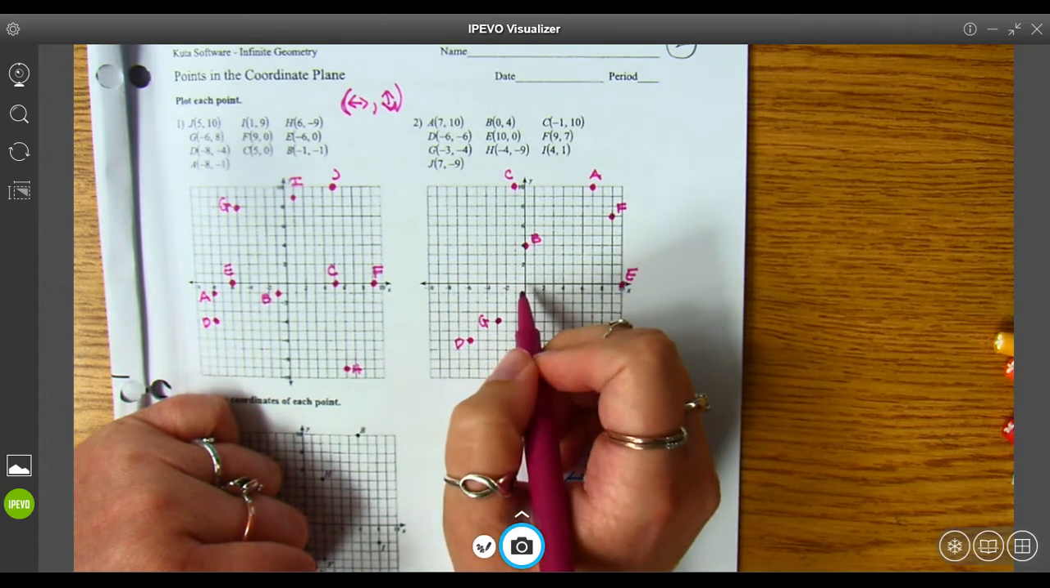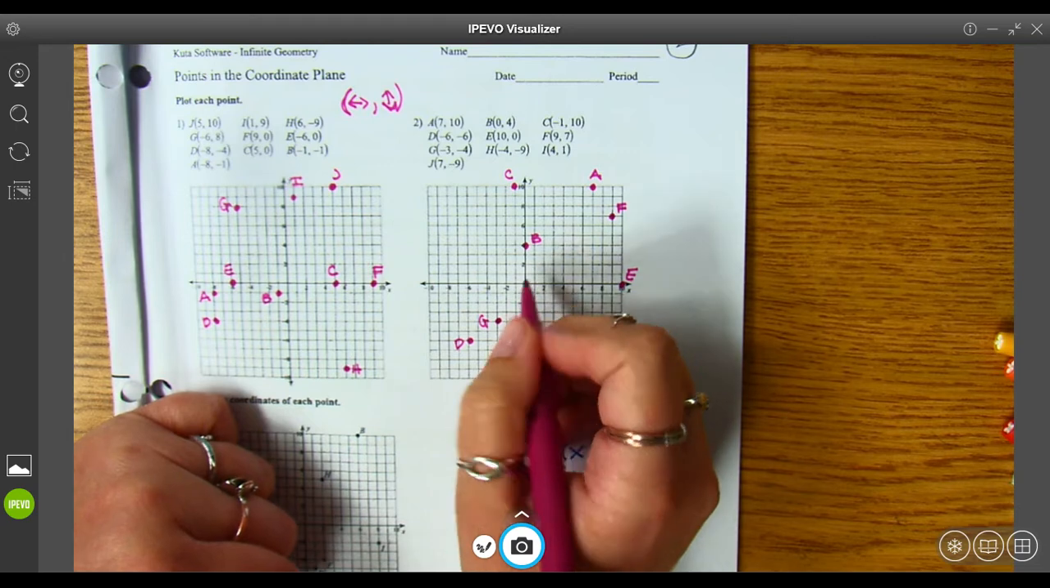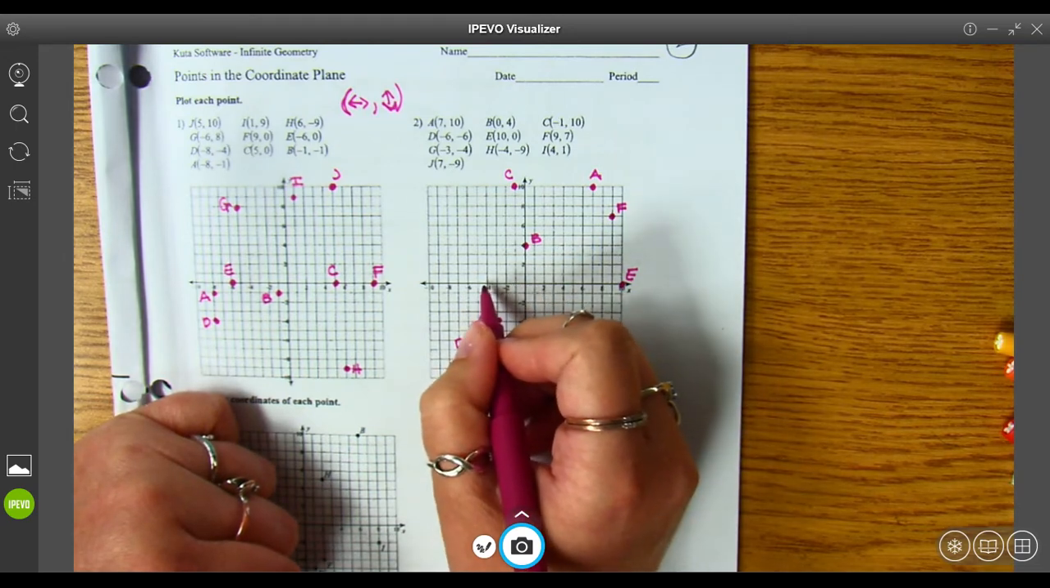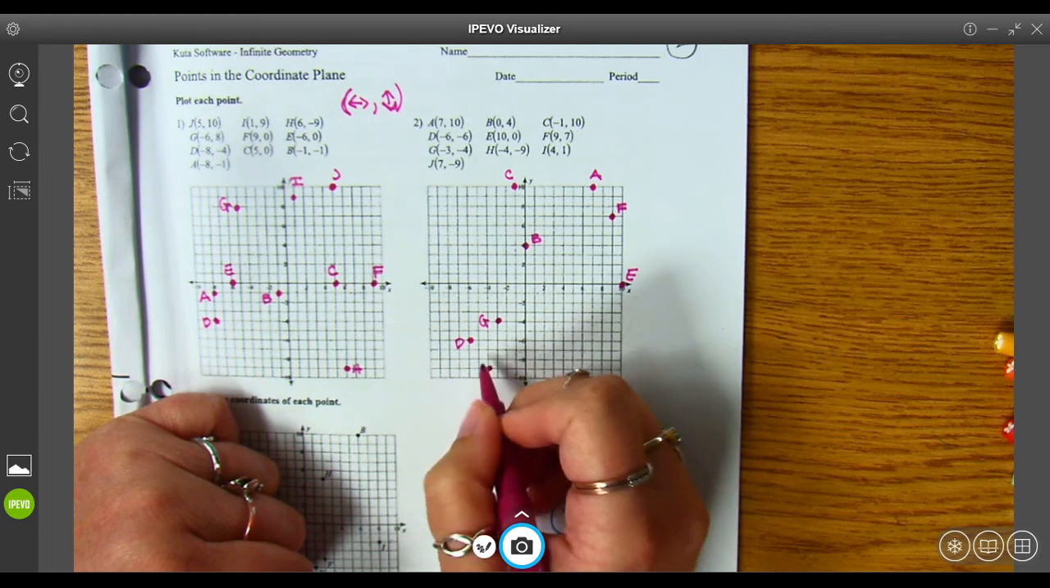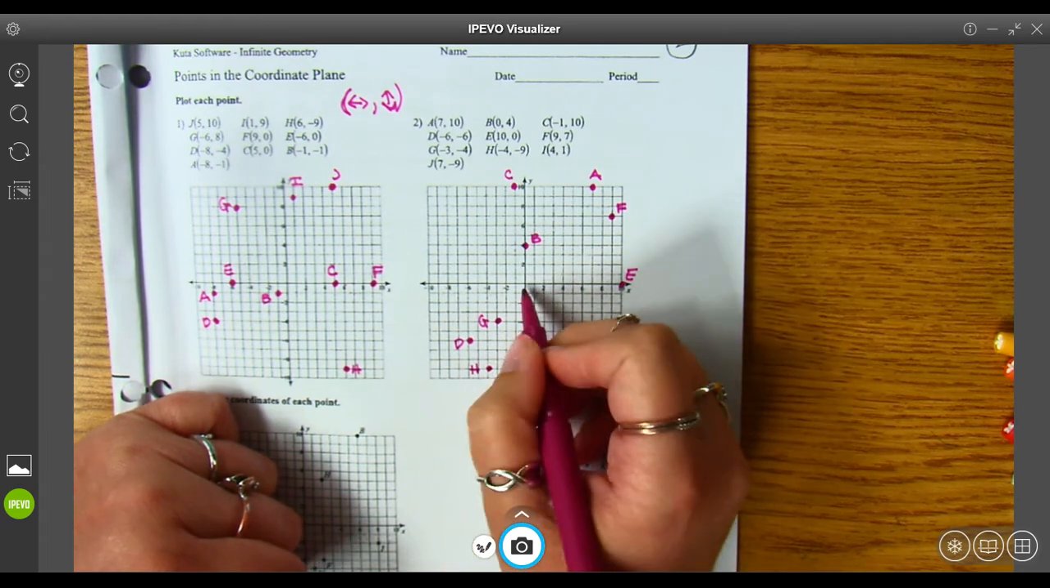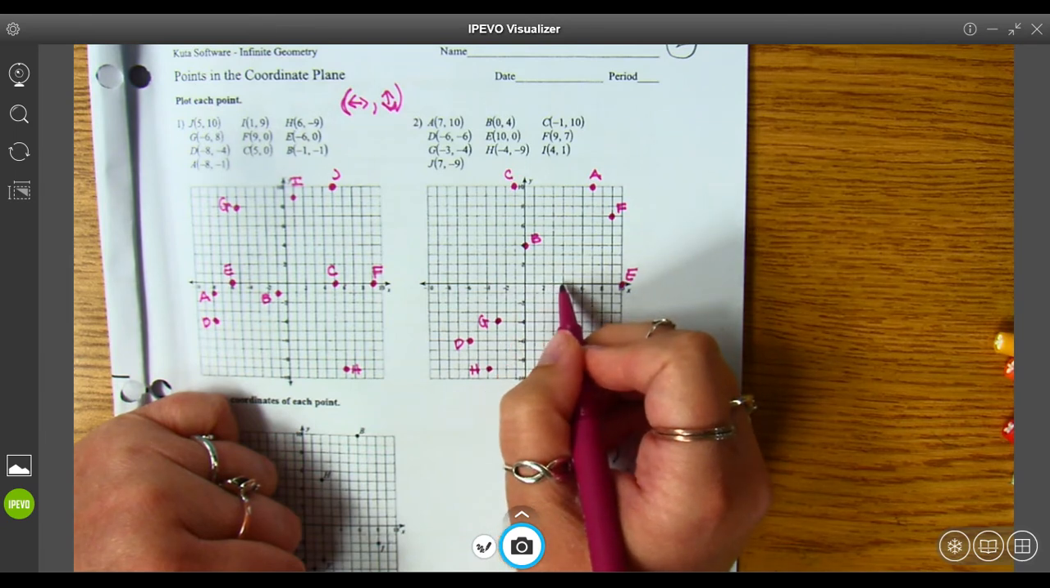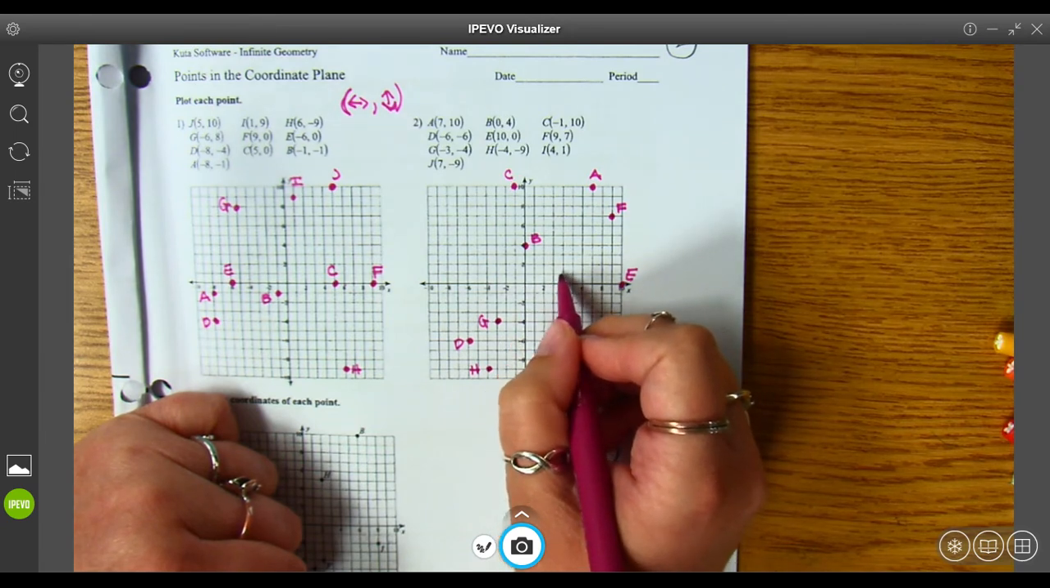Next one, it's negative, so right or left. Yeah, left. And then it's negative again, so up or down. Down 9. Okay, 4, 1. If it's positive, you should go which way? To the right, 4. And then it's positive again, so up 1.